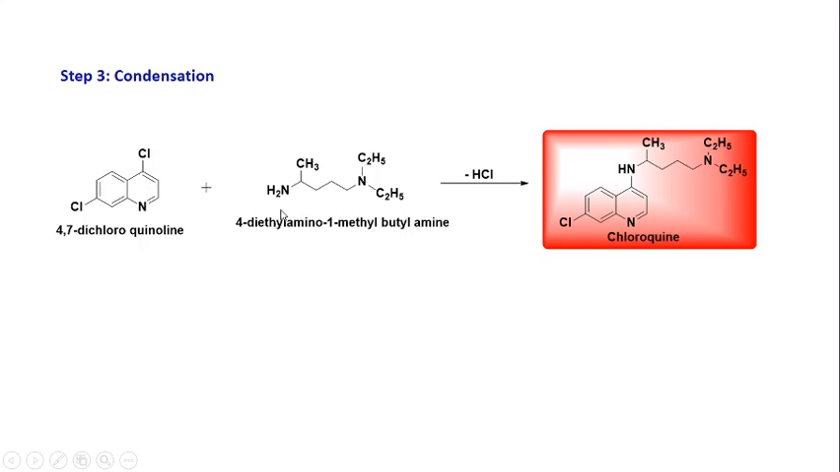This H from this NH2 and this chlorine get removed to form the bond between this carbon and this nitrogen. With the removal of HCl, this hydrogen from here and Cl from here, the bond between this nitrogen and this carbon gets formed and we get the molecule chloroquine. This is how chloroquine is synthesized in 3 steps.